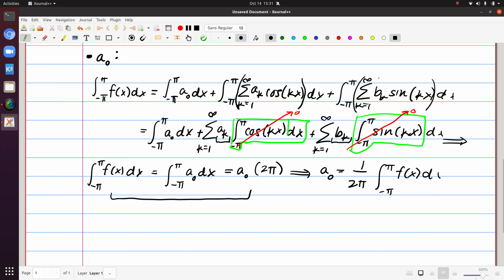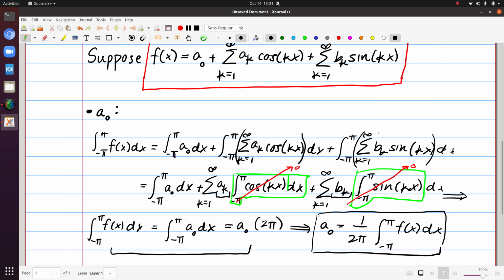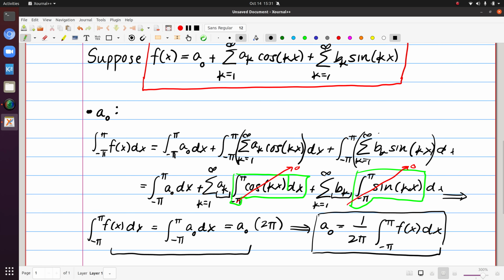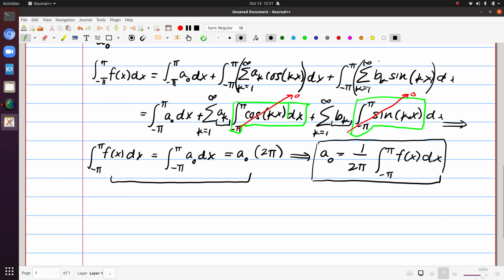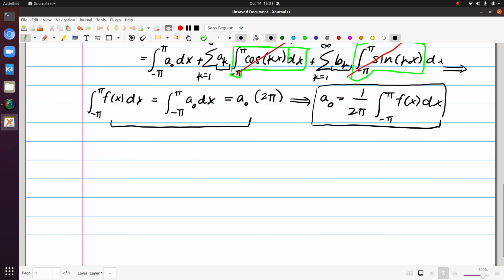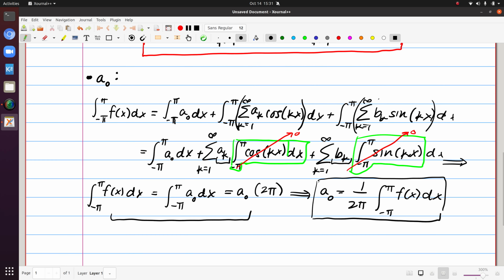And of course, this is exactly the formula we wrote before. So we see that by making the assumption that we could express the 2 pi periodic function f of x as we did, then the only way those two sides could be equivalent for all x is if we end up defining a sub 0 as we have it here. And this is much like the way that we came up with the derivation for Taylor polynomials and therefore Taylor series for what that coefficient should look like.